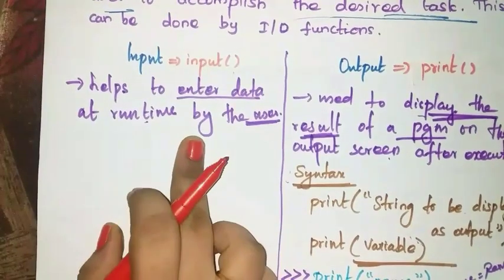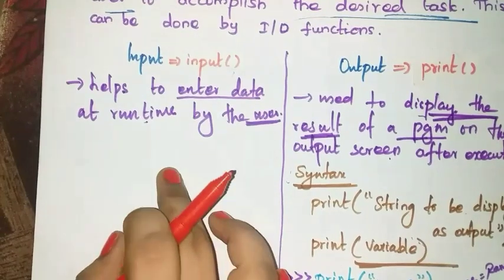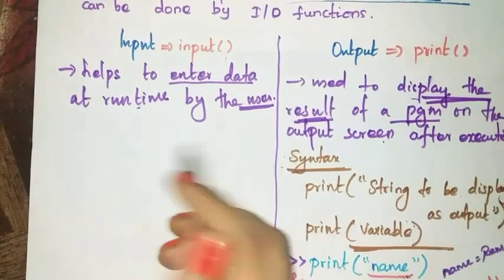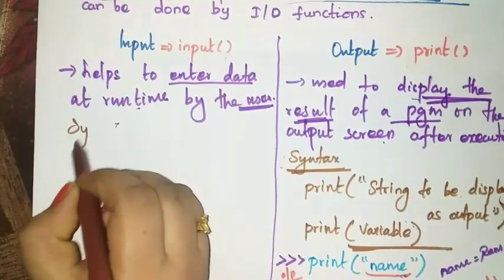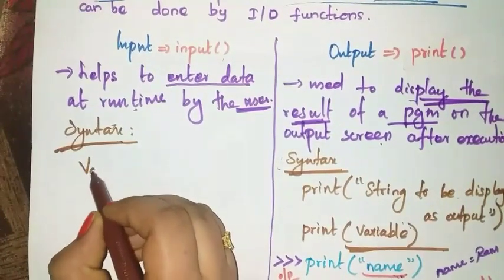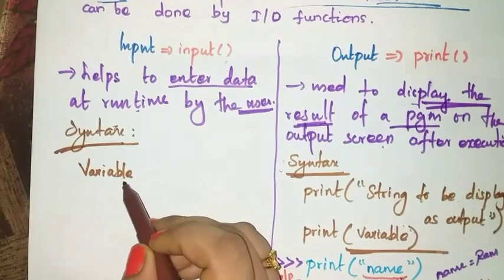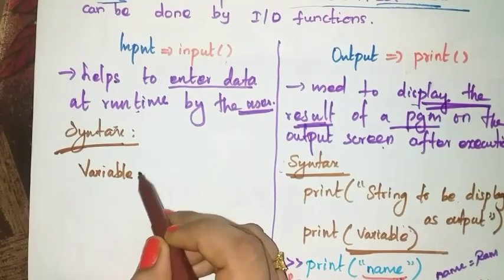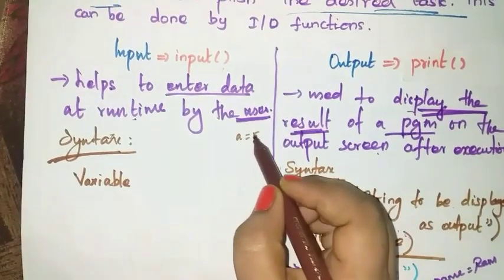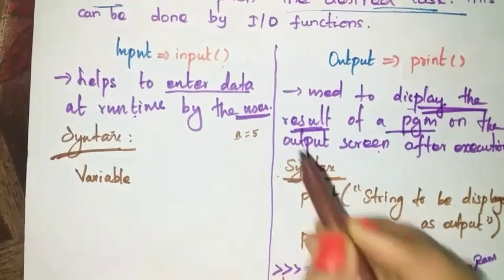Now let us see about the input function. What is the use of the input function? This input function is used to accept data as input from the user at runtime. Okay. So how will you write the syntax of the input function? First you have to write the variable. A variable is nothing but a memory location that is used to store values. For example, A is a variable, 5 is a value. This value is stored in the variable A. Here A is called a variable.